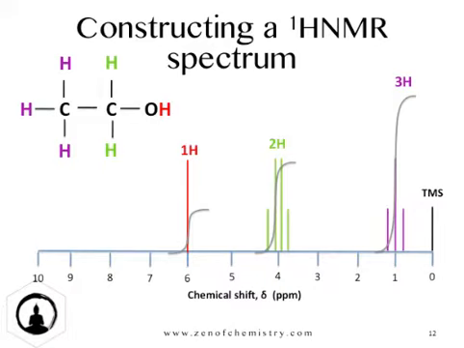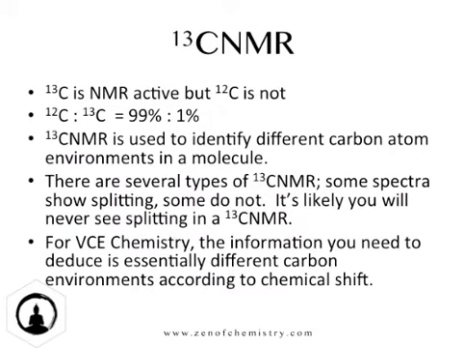So that's how you construct an NMR spectrum. I recommend you go and do a few of these and then move on to actually reading an NMR spectrum. For carbon NMR, we're looking at carbon 13, which is NMR active, but carbon 12 is not. What you've got to keep in mind is that carbon 13 is only in a 1% abundance in the world.